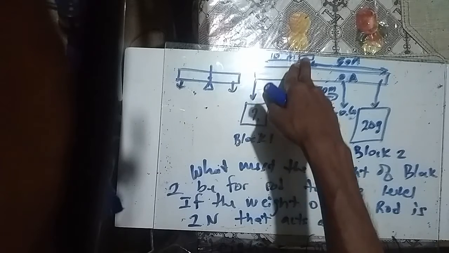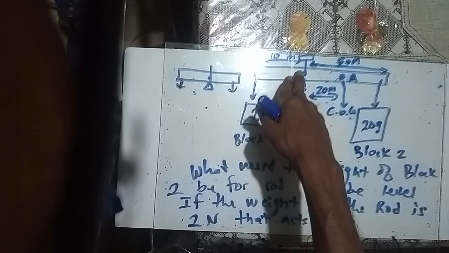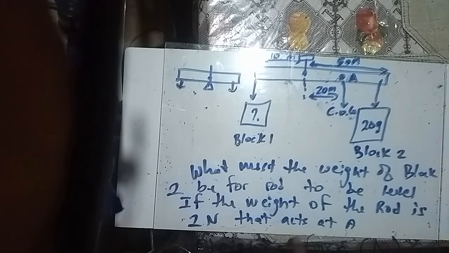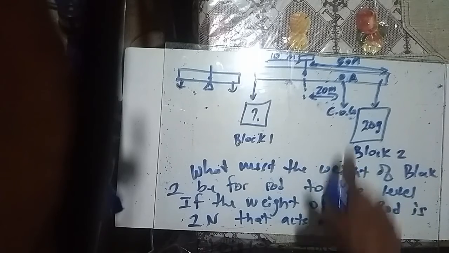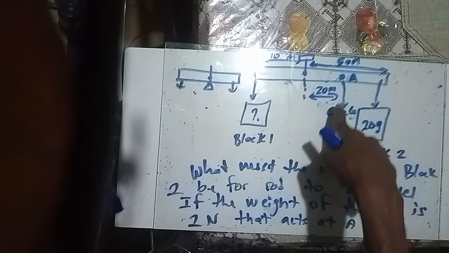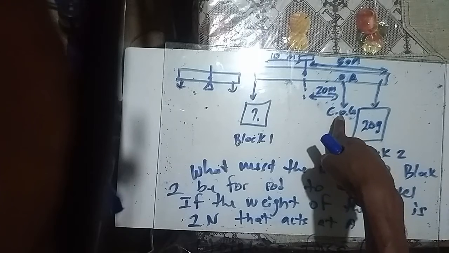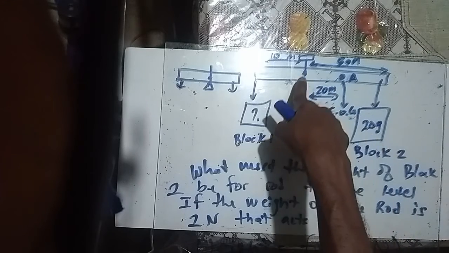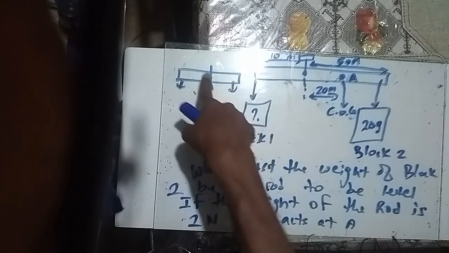You see that the pivot is not in line with the center of gravity, because the center of gravity is at A according to the question. If the weight of the rod is 1 Newton, that acts at A. Here is A, that point right there, which is the center of gravity, and it is 20 meters away from the pivot. It is not in line with the pivot like in this one.